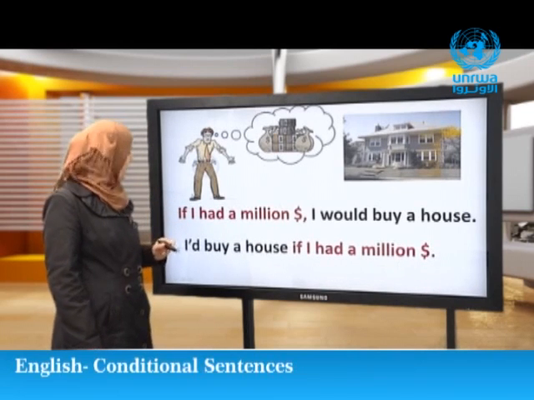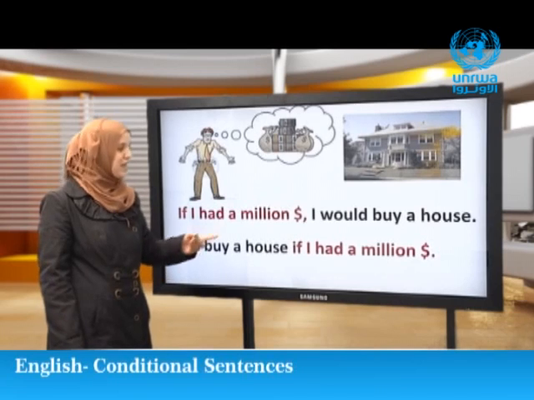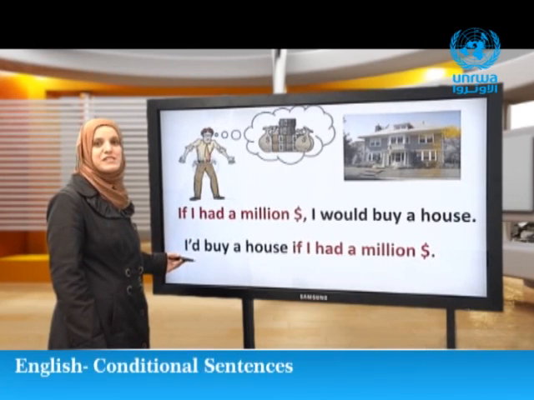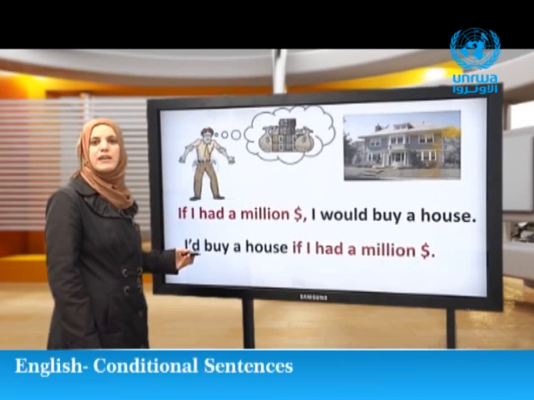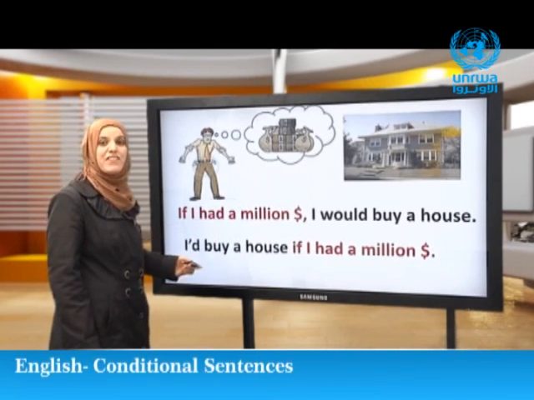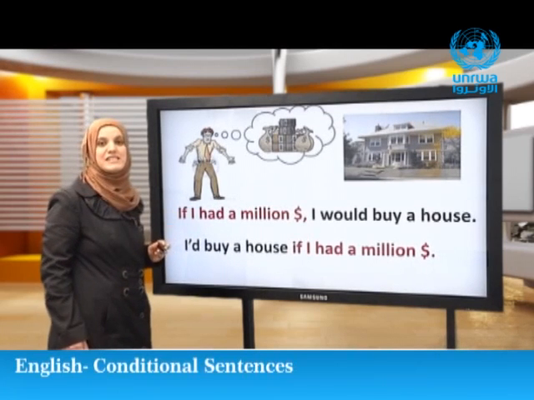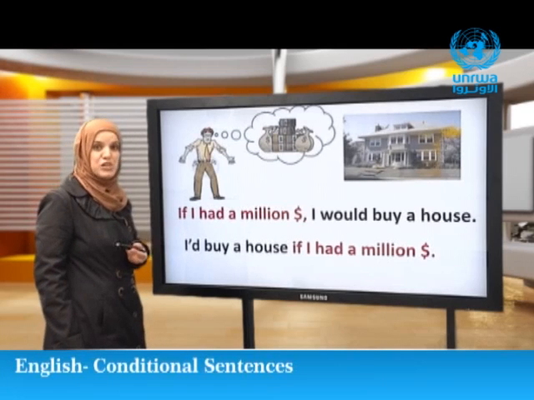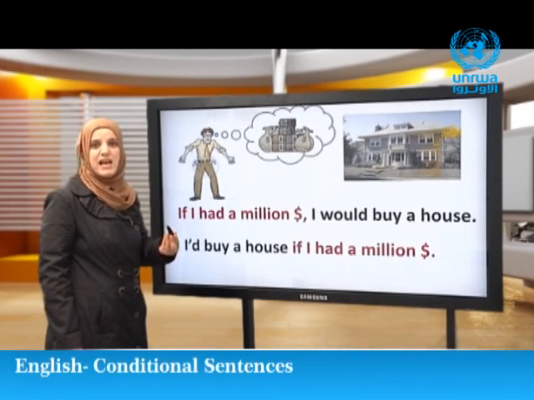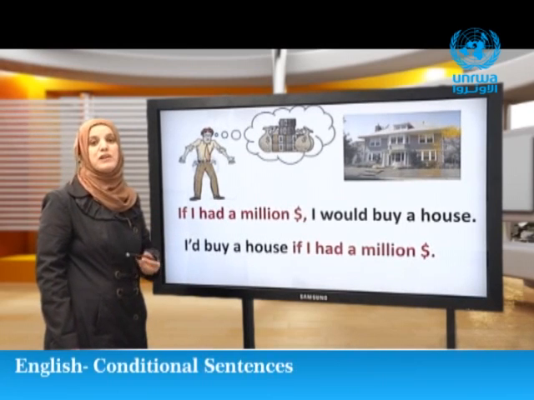We can also say, I'd buy a house if I had $1 million. Now, notice the use of the contraction. Instead of saying, I would, I can also say, I'd buy a house. And compare the two sentences and notice that the two parts of the conditional sentence can change places. So we can say, if I had $1 million, I would buy a house, and I can also say, I'd buy a house if I had $1 million.